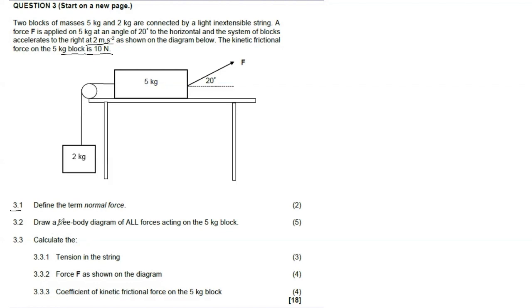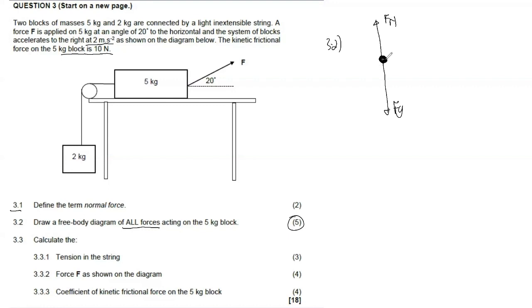Then 3.2 says draw a free body diagram of all forces. So note this one, of all forces acting on the 5 kg block. That means whether vertical or horizontal. As we can see here, it's 5 marks. What we need to do here for 3.2 is have our dot indicating the object, the 5 kg. Then down here, we always have the gravitational force. And up there, because it's on a surface, it is experiencing the normal force.